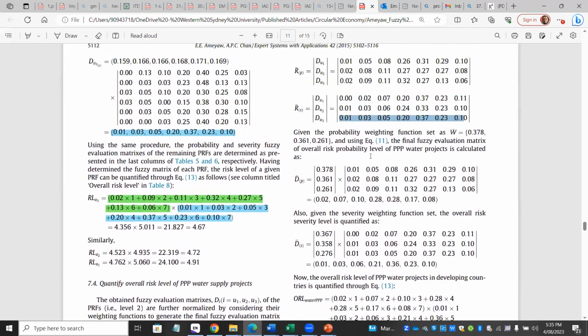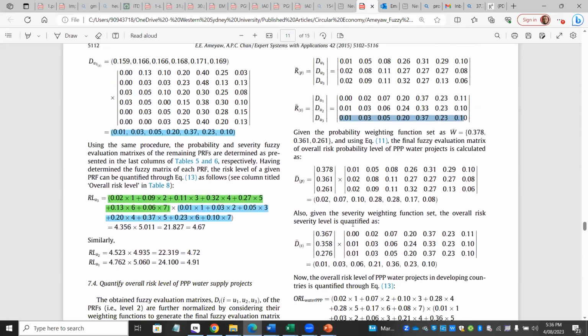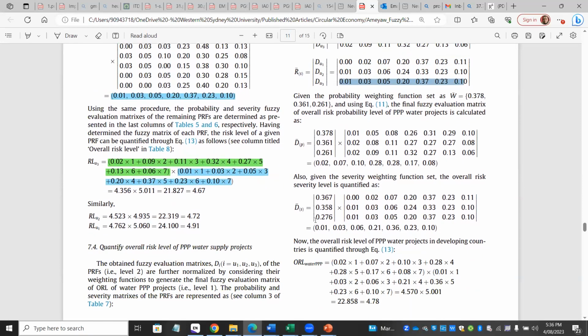So let's see how it was done. You can see exactly what I said. With the probability, you multiply the weight by the membership functions. Then you do the same thing for the weight and the membership function of the severity.